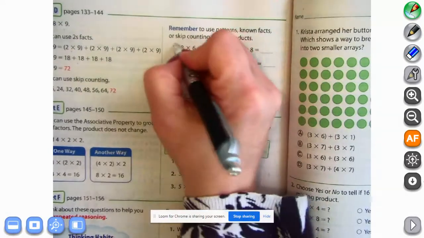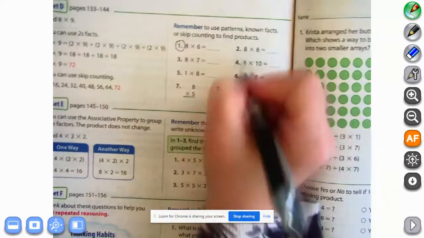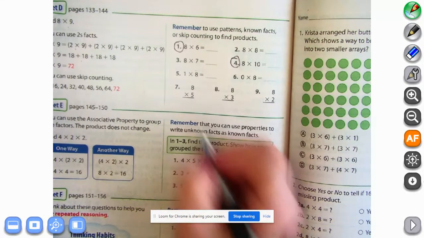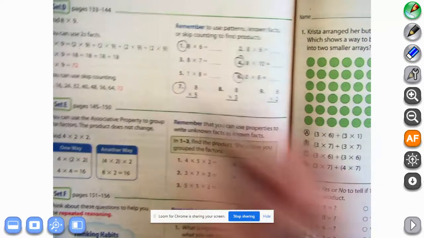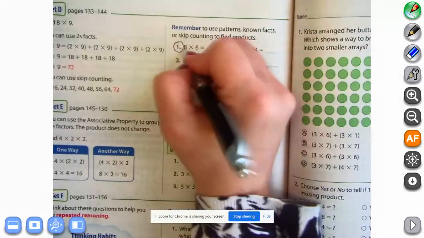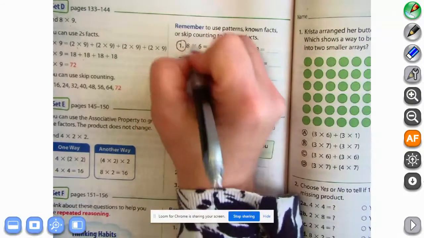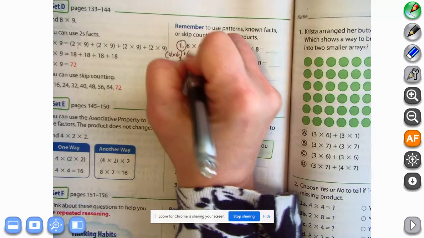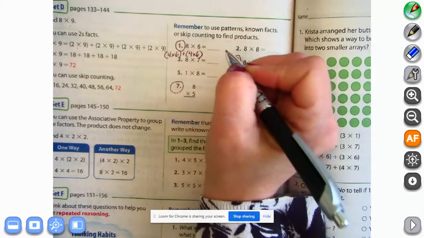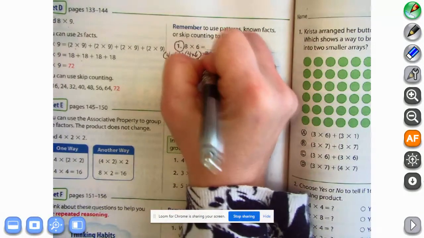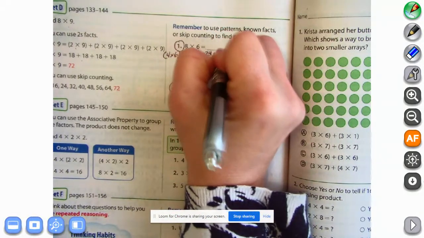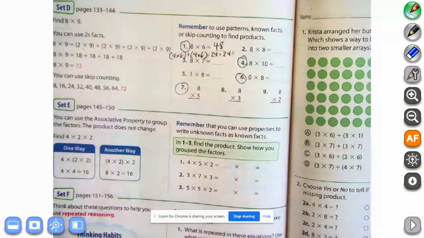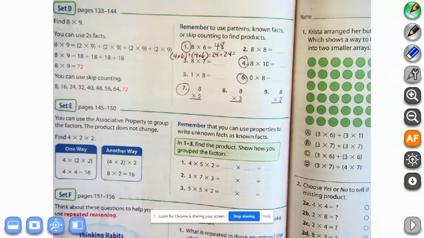All right, so let's do 1 and 4 and 6 and 7. Number 1 says 8 times 6. So if I can break that 8 into a 4 times 6 plus a 4 times 6. 4 times 6 is 24 plus 24. 4 plus 4 is 8. 2 plus 2 is 4. And that is the correct answer, 48.